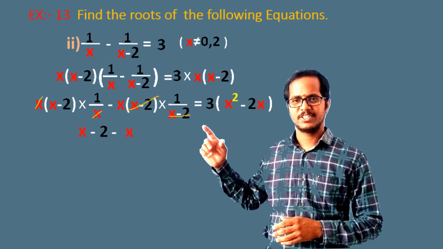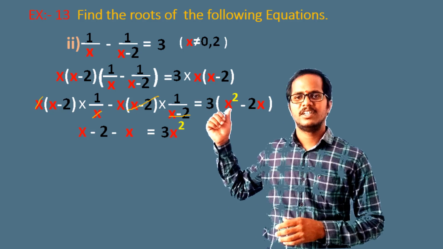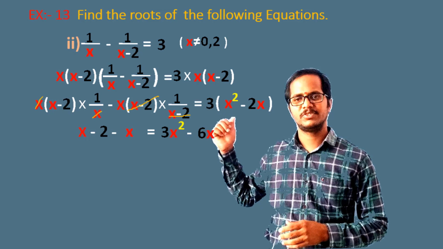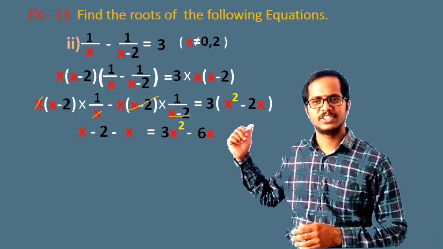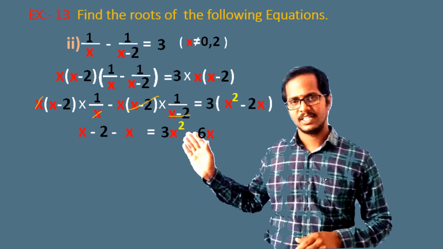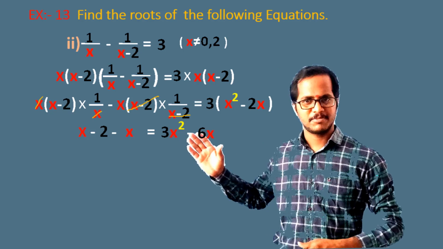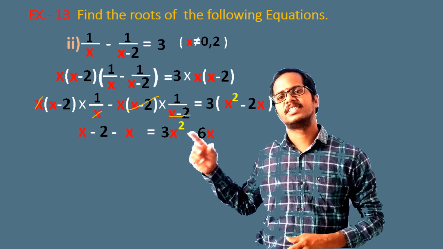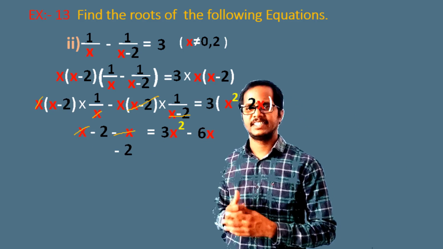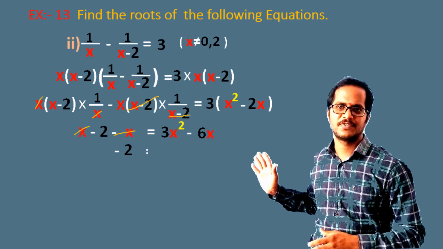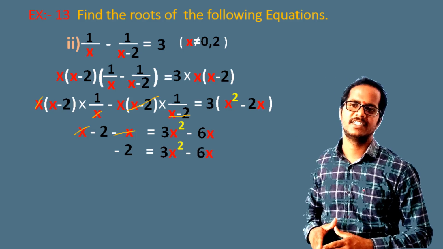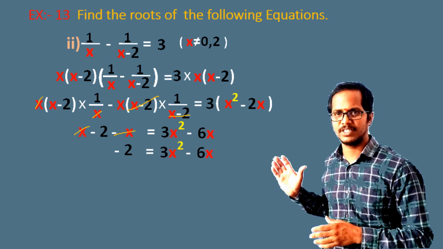So we get x minus 2 minus x equals to, if we simplify the right hand side, 3 into x square, 3x square minus 3 into 2x, 6x. So we get 3x square minus 6x on the right hand side. Now again simplifying the left hand side, the terms x and x are equal but their signs are different, so we can cancel them. So we are left with minus 2 on the left hand side, and on the right hand side we have 3x square minus 6x. And if we transpose this minus 2 to the right hand side, we get 0 equals to 3x square minus 6x plus 2.